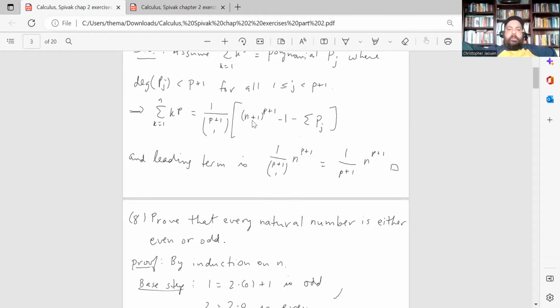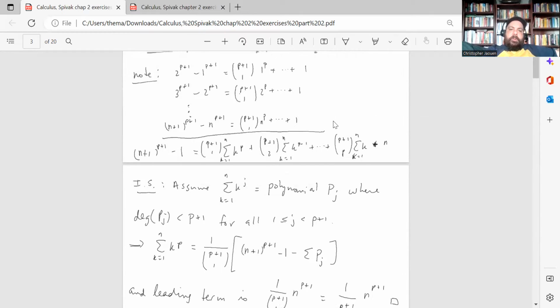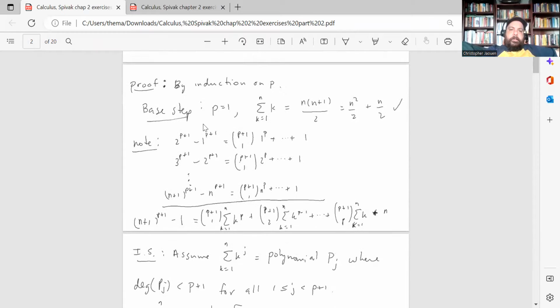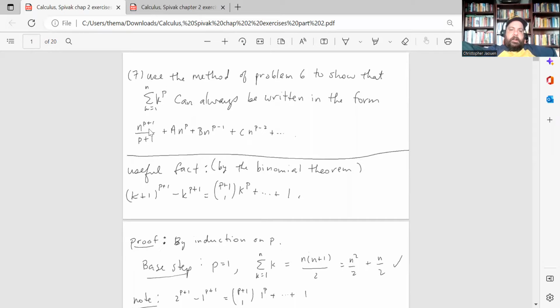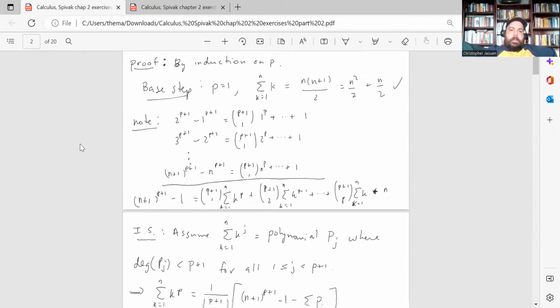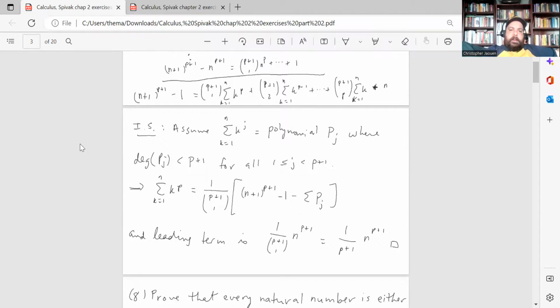And if you calculate what the leading term is, it would be n to the p plus 1, just from the binomial theorem, right? It would be n to the p plus 1, divided by this expression here, 1 over p plus 1 choose 1, which when you simplify gives you 1 over p plus 1. All right, so that shows that this thing here can always be written in that form. All right, so that follows by mathematical induction.